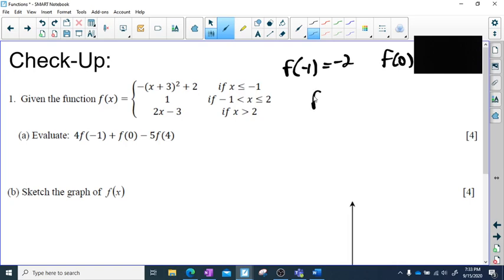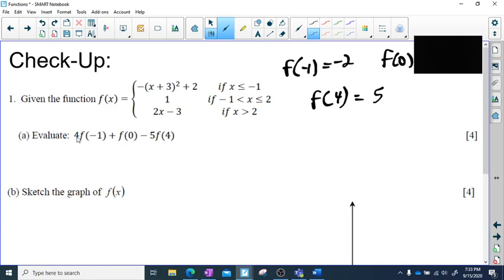F at 4, so now I have a number that is more than 2. If the x value is more than 2, I'd use this piece of the function. So that would be 2 multiplied by 4. I'm not going to show it, we're doing it in our head here, sorry. So 2 times 4 is 8. 8 take away 3 would be 5.